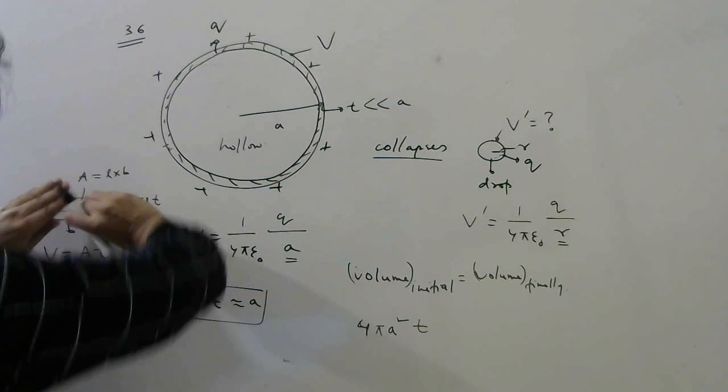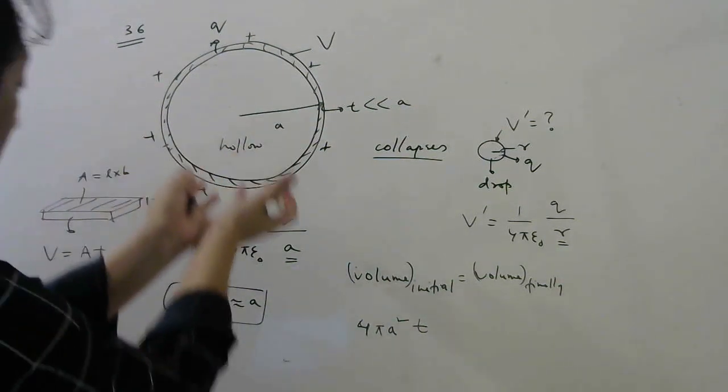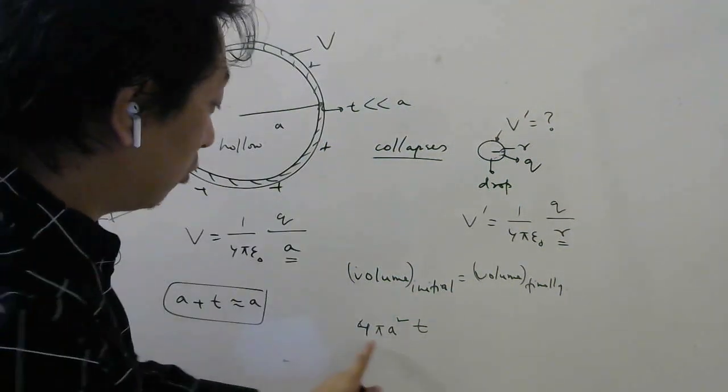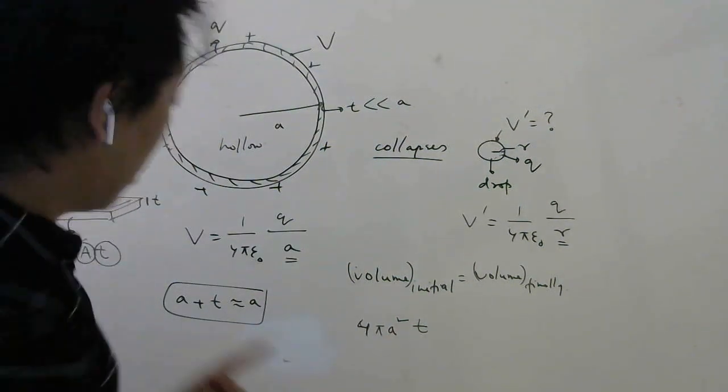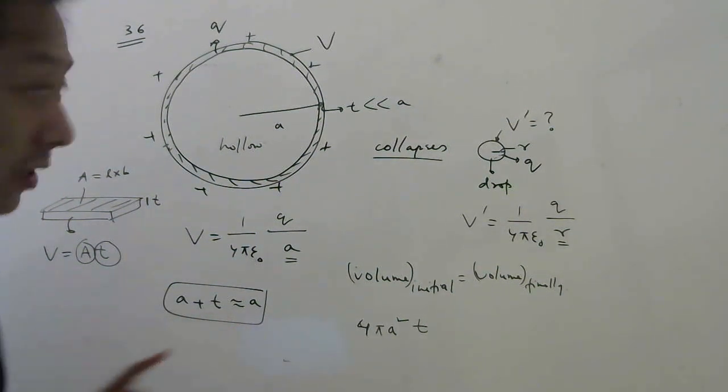Same way, if I curve this into a sphere, the volume will be area into thickness. The area of this sphere I can write as 4 pi a square. Again, don't think why I am not writing a plus t. That is because t is very small. So while adding, you can neglect t, right?